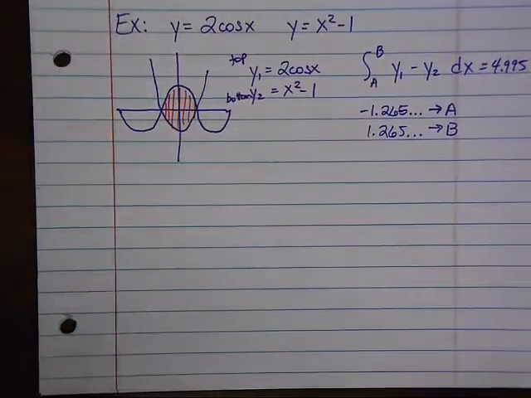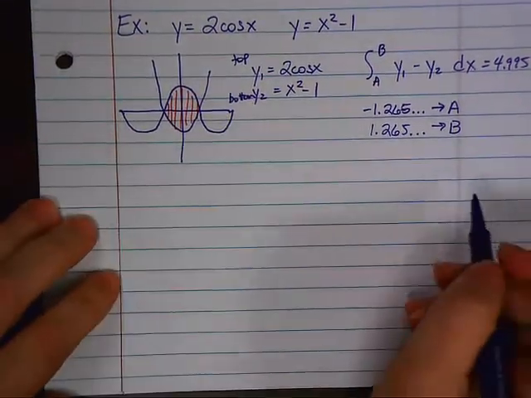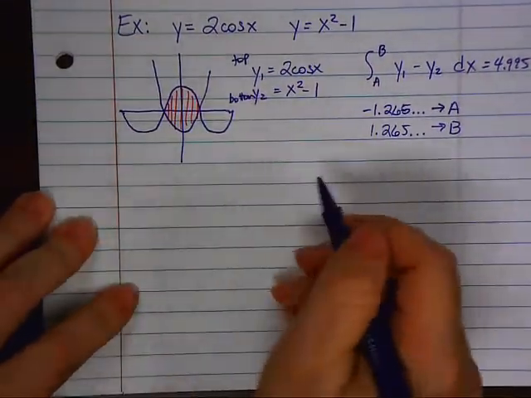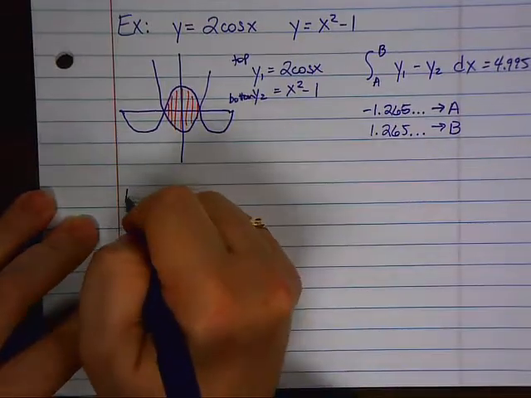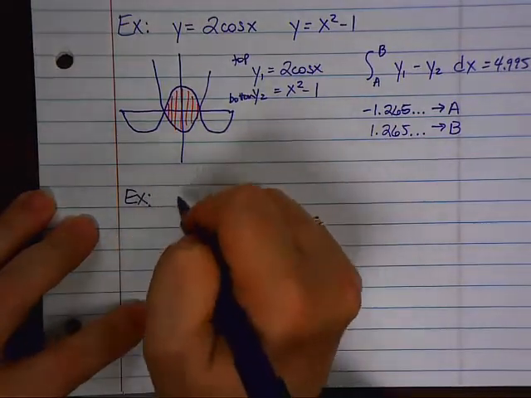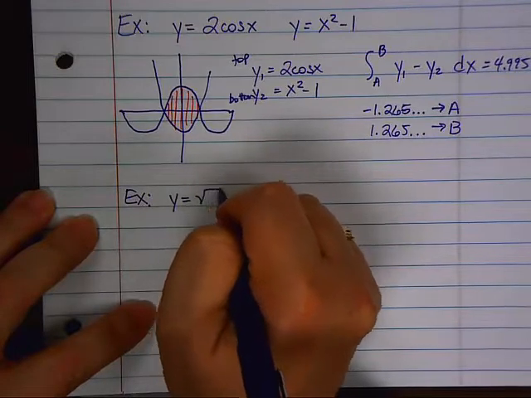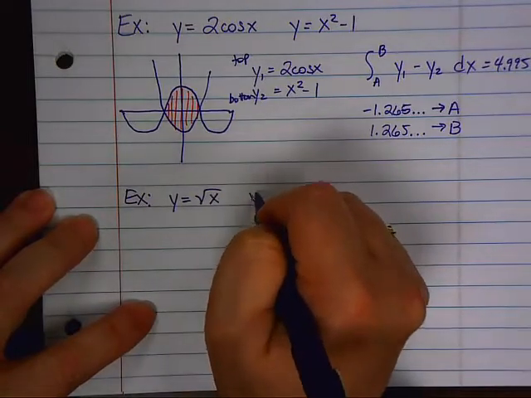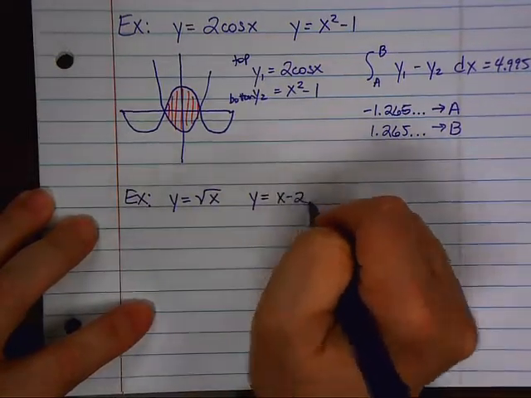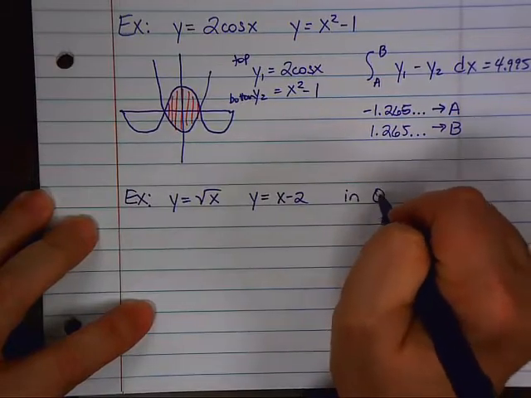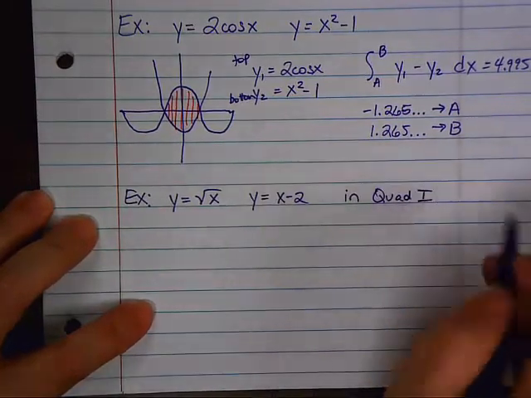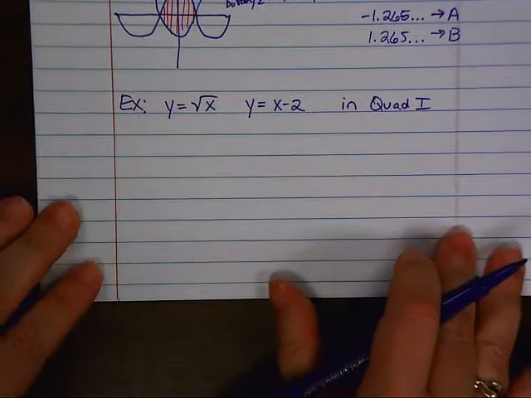We are going to continue where we left off on the last lesson. We're going to talk about the unusual kinds of graphs and how to find the area between those curves. So, next example is going to be y equals the square root of x and y equals x minus 2, and I'm telling you to look only in quadrant 1. Only in quadrant 1.